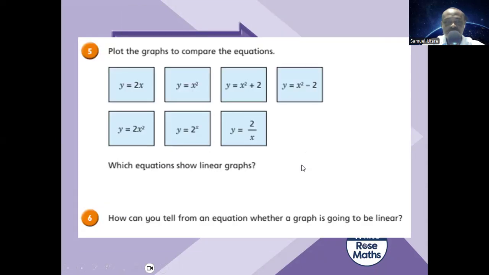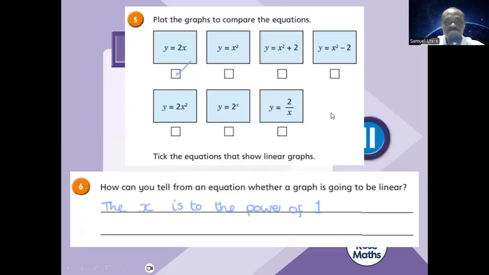I'm sure you've paused the video, you've worked through this. So here are the answers. So we'll clearly see that this y equals 2x is linear, right? Y equals 2x is linear. For question 6, this is really important. Look at all the others. Can you see that there is something about the x? So the x has to have a power of 1.